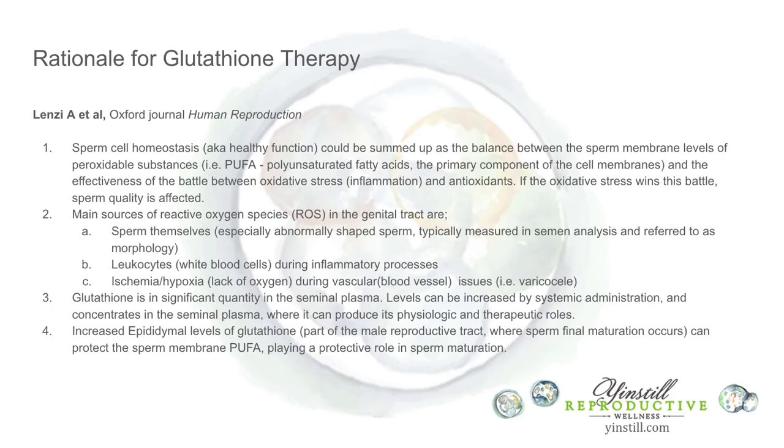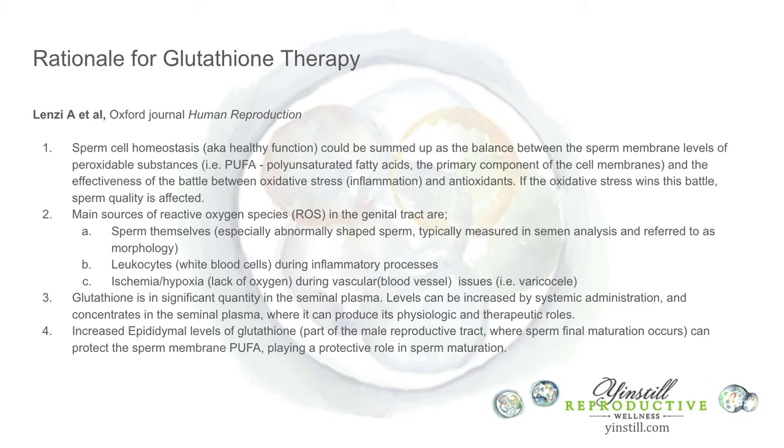This is a little bit to chew on, but I like it best the way Lindsay et al., a group of researchers, said it in their paper, Rationale for Glutathione Therapy, published in the Oxford journal Human Reproduction. They said, number one, sperm cell homeostasis, or healthy function, could be summed up as the balance between the sperm membrane levels of peroxidable substances, i.e. the amount of polyunsaturated fatty acids in the cell membranes, and the effectiveness of the battle between oxidative stress and antioxidants. If the oxidative stress wins the battle, sperm quality is affected.